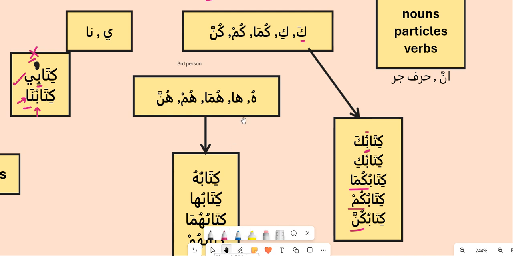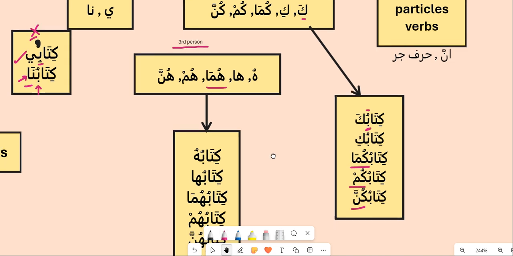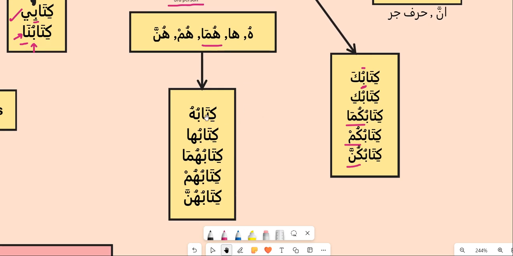And now the third person. In the third person, as you can see, the damirs are not changed. That's the simple type of damir. Hu, ha, huma, hum, and hunna. So as I said, this will work with all of the three: male, male, or feminine, feminine, or male and female, hum and hunna. So here's how you will attach the third type of damir, the ghaib damirs, with the nouns. Kitabuhu or kitabahu or kitabihi.